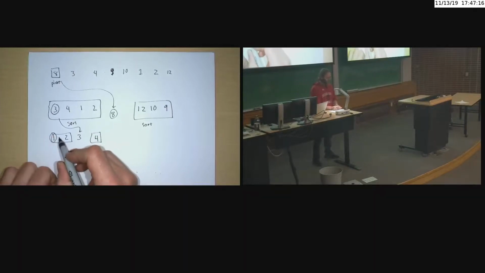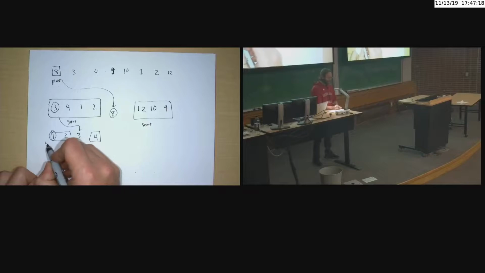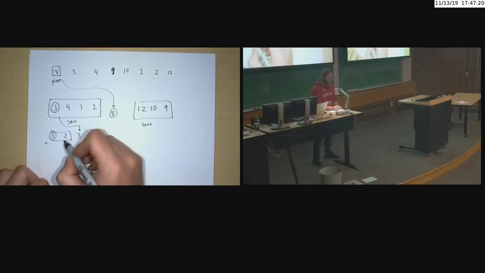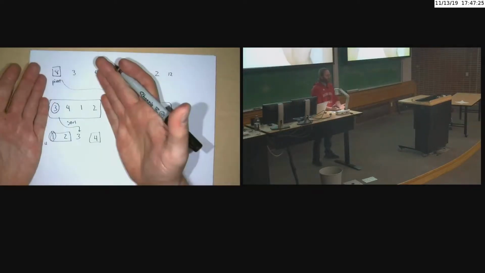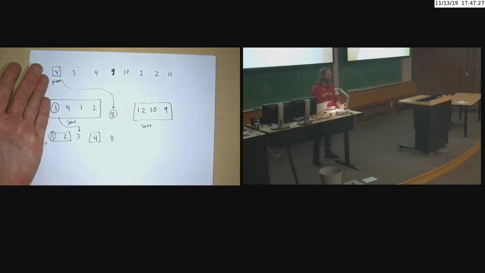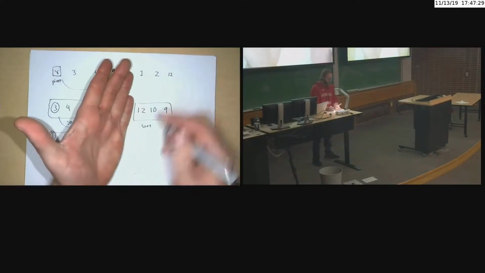I would continue on this, and I would find that this is a pivot, and 2, okay, well, that's where it needs to be. 1 goes there. And now I've got an empty list, which by definition is sorted. I've got a single element list, which by definition is sorted. This half is now sorted. 8 never moved.